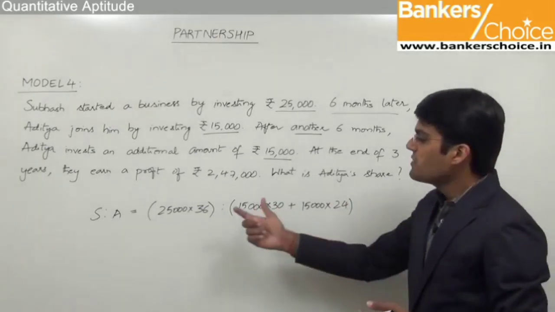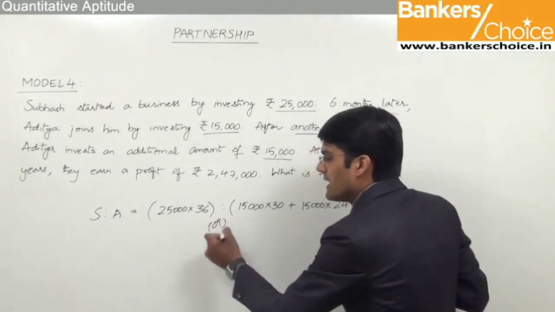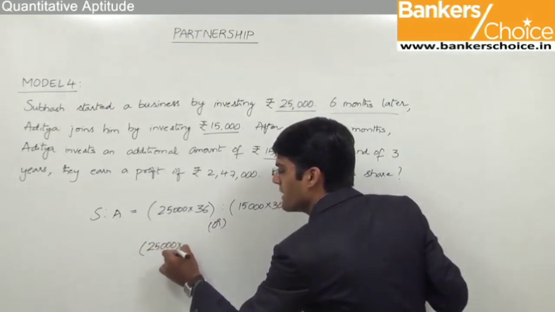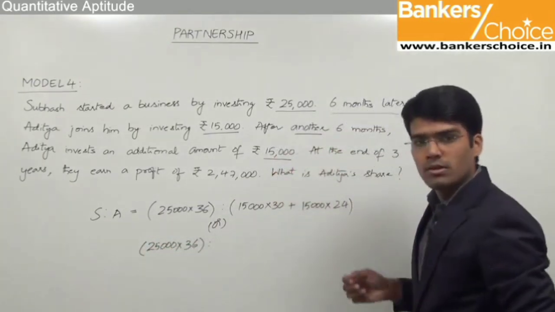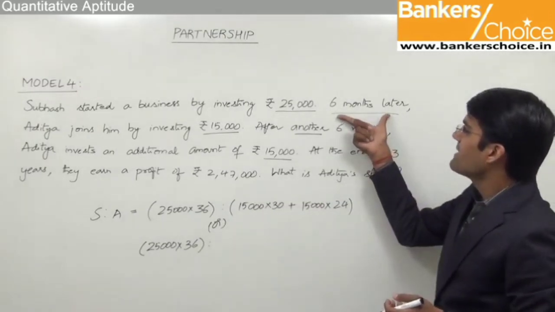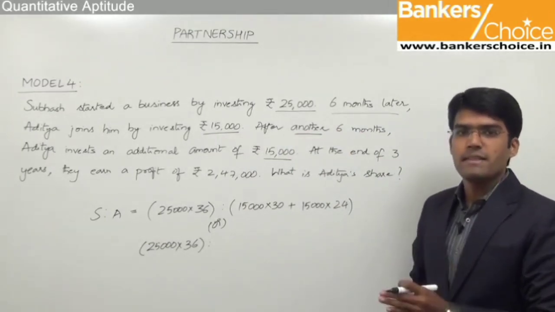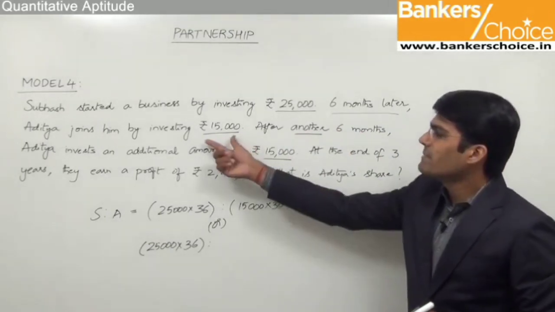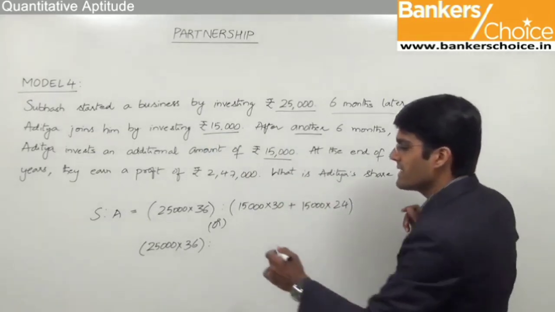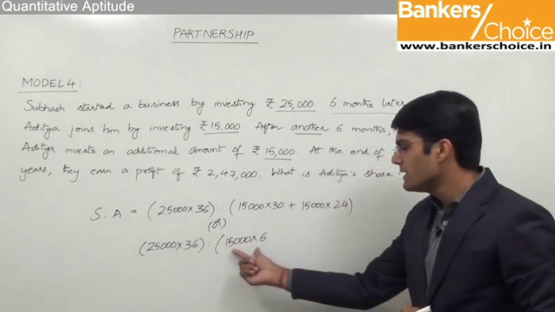There is one more way in which we can get the ratio between Subhash and Aditya, and that can be done as follows. The other way of finding out the ratio is, when it comes to Subhash, the investment and time of investment remains the same, that is 25,000 into 36 months. Now, for Aditya, we know that he was late by 6 months and his investment was 15,000. That means from the 7th month to the 12th month, the investment of Aditya was 15,000 only. So for these 6 months, we can say that his investment was 15,000. So 15,000 into 6 is the investment of Aditya for the first 6 months.